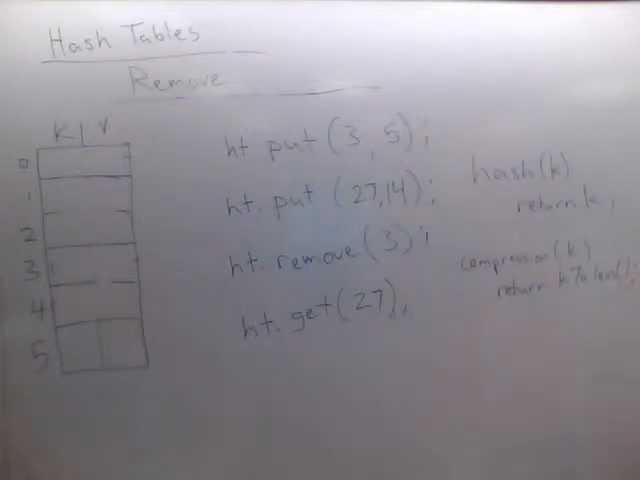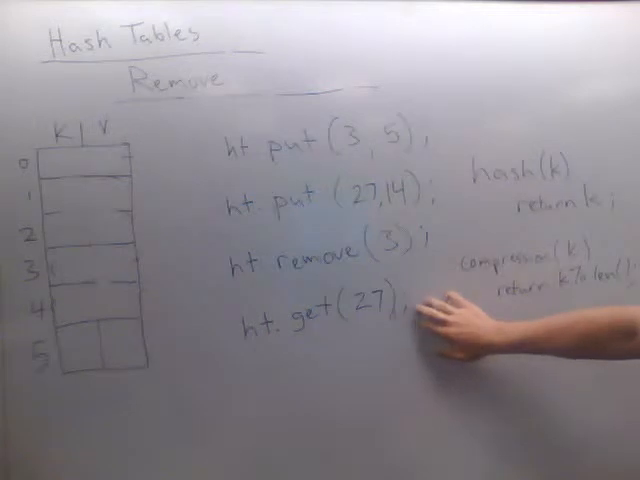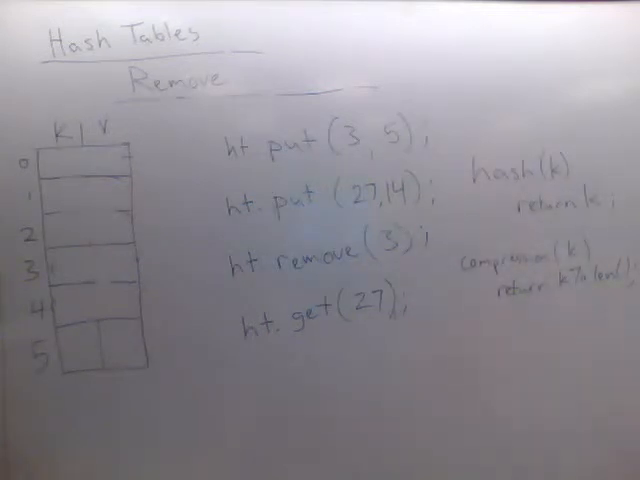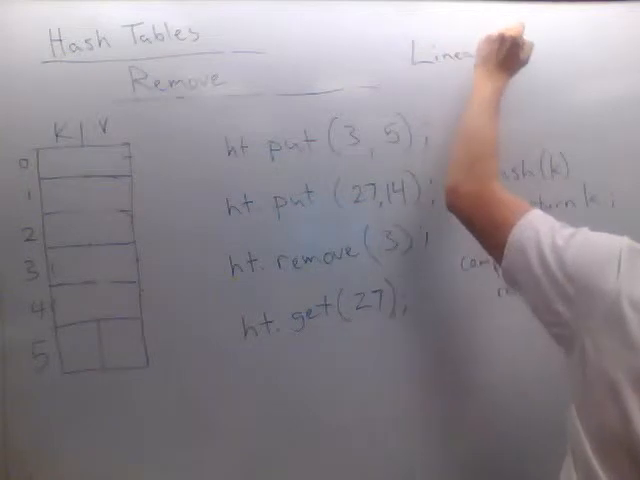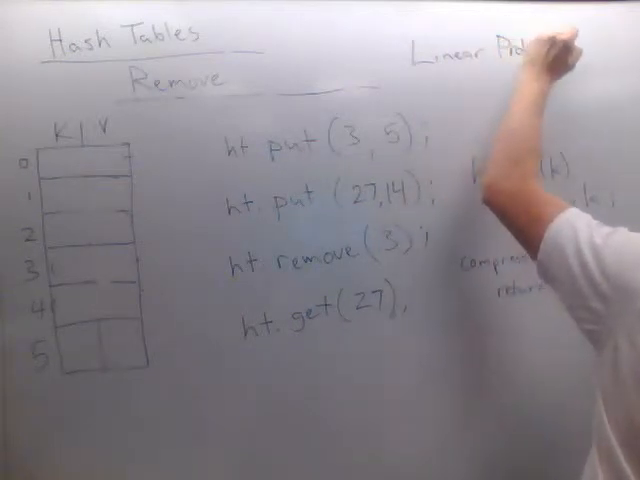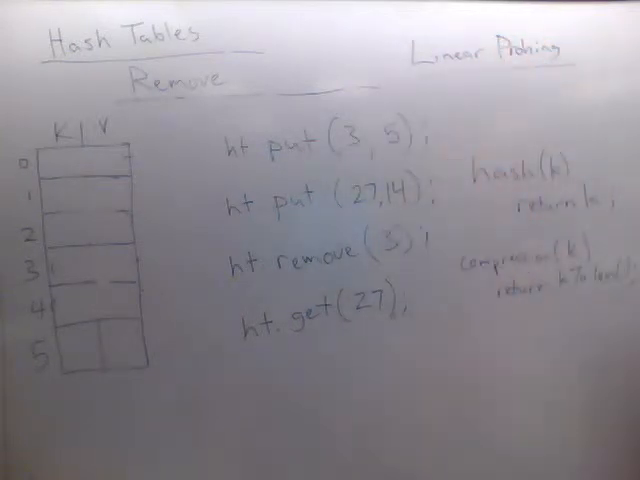Removing from a hash table is a little more complicated than insertion, and I can show in this short example why. So let's say for removing, for this example, we're going to do linear probing. Linear probing is our method for handling collisions.